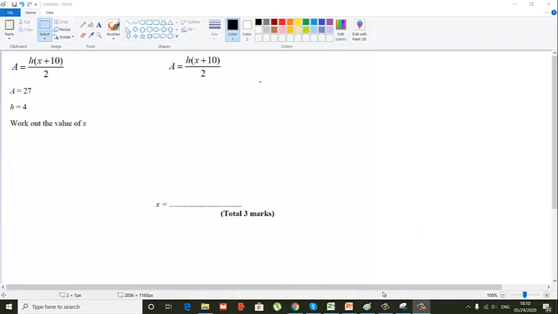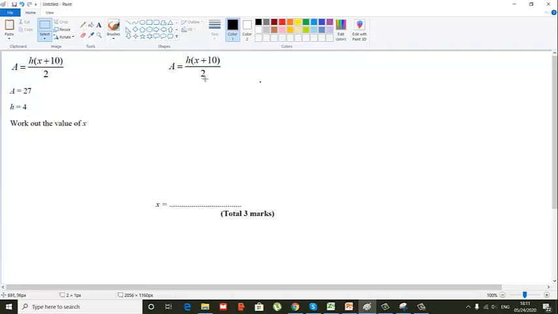Okay, let's work out this example. In this question I have to work out the value of x. As it is now, it is difficult to find the value of x. I must make x the subject by rearranging the formula. Then I can substitute the value of A and h into the rearranged formula and find the value of x.